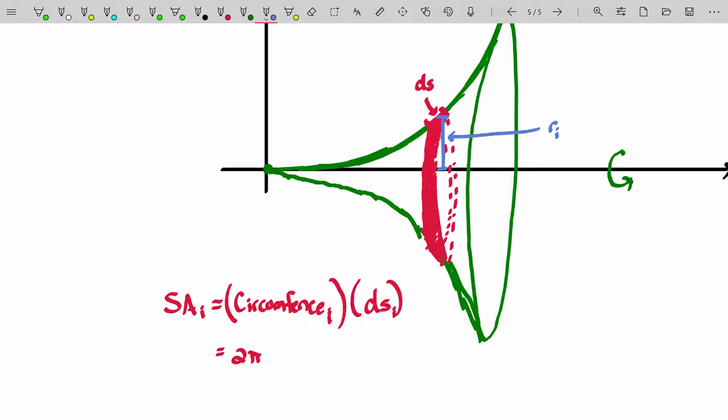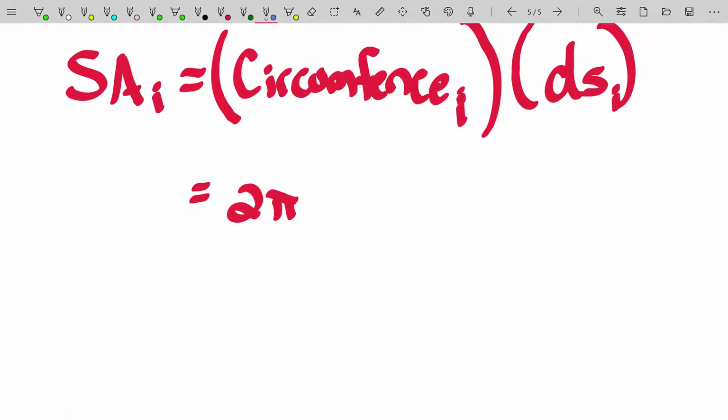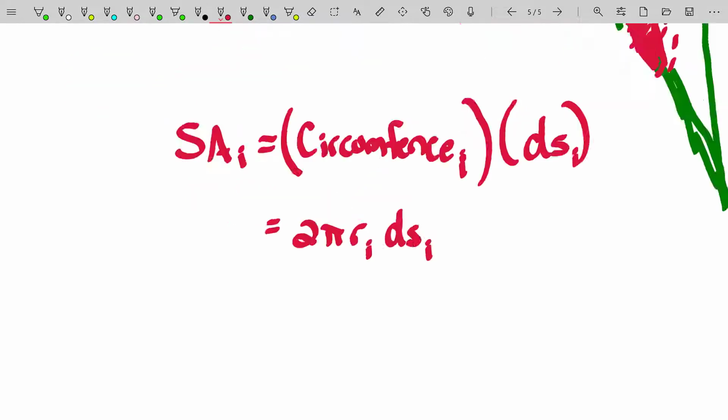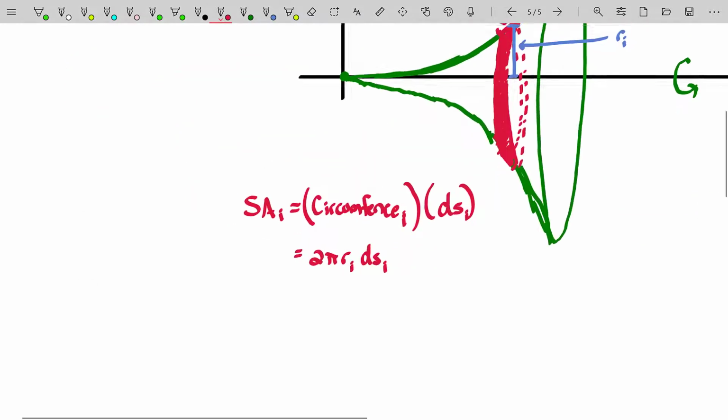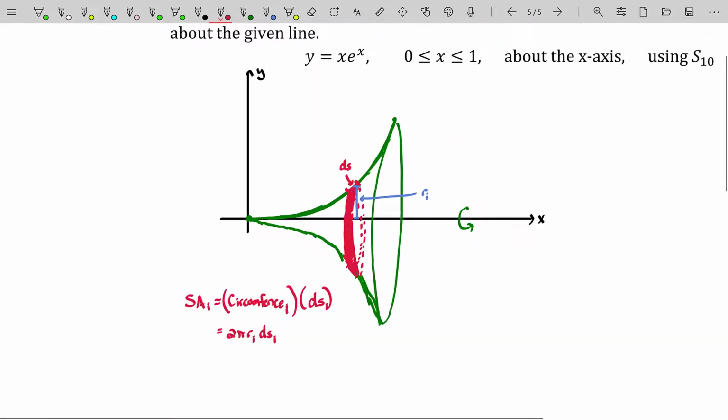It need not be the x-axis. It could be y equals -1 or y equals -10 or something like that. Or technically, I suppose you could wrap it around x equals 2 or something like that. It doesn't really matter. The mechanics are essentially the same. You have a circumference, 2 pi r sub i, times the thickness of that paint strip, which is ds sub i. And now you need to make a choice: are you going to do this with respect to x, or are you going to do this with respect to y?